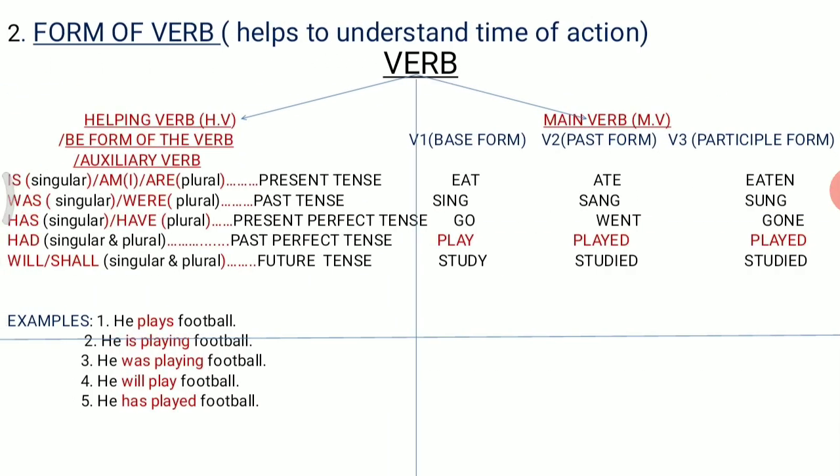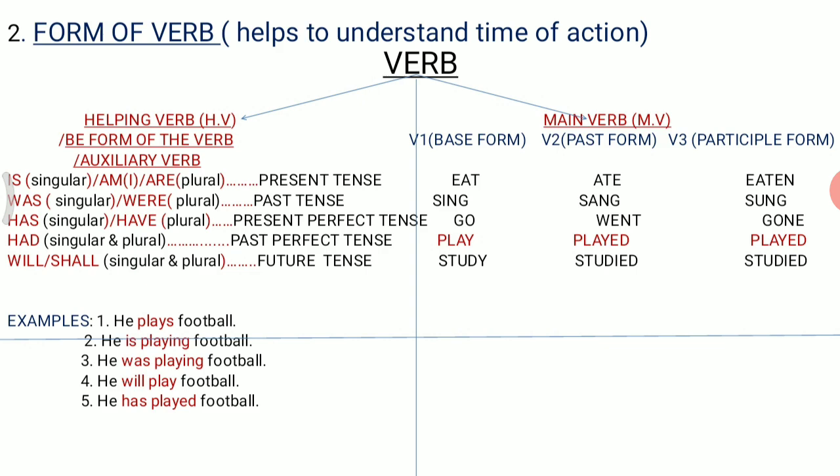Now, second thing which you need to know is form of verb. Yes, because it helps to understand time of action. If you have good knowledge of form of verb, so basically to understand tenses, we need to have some basic knowledge of helping verb and main verb.